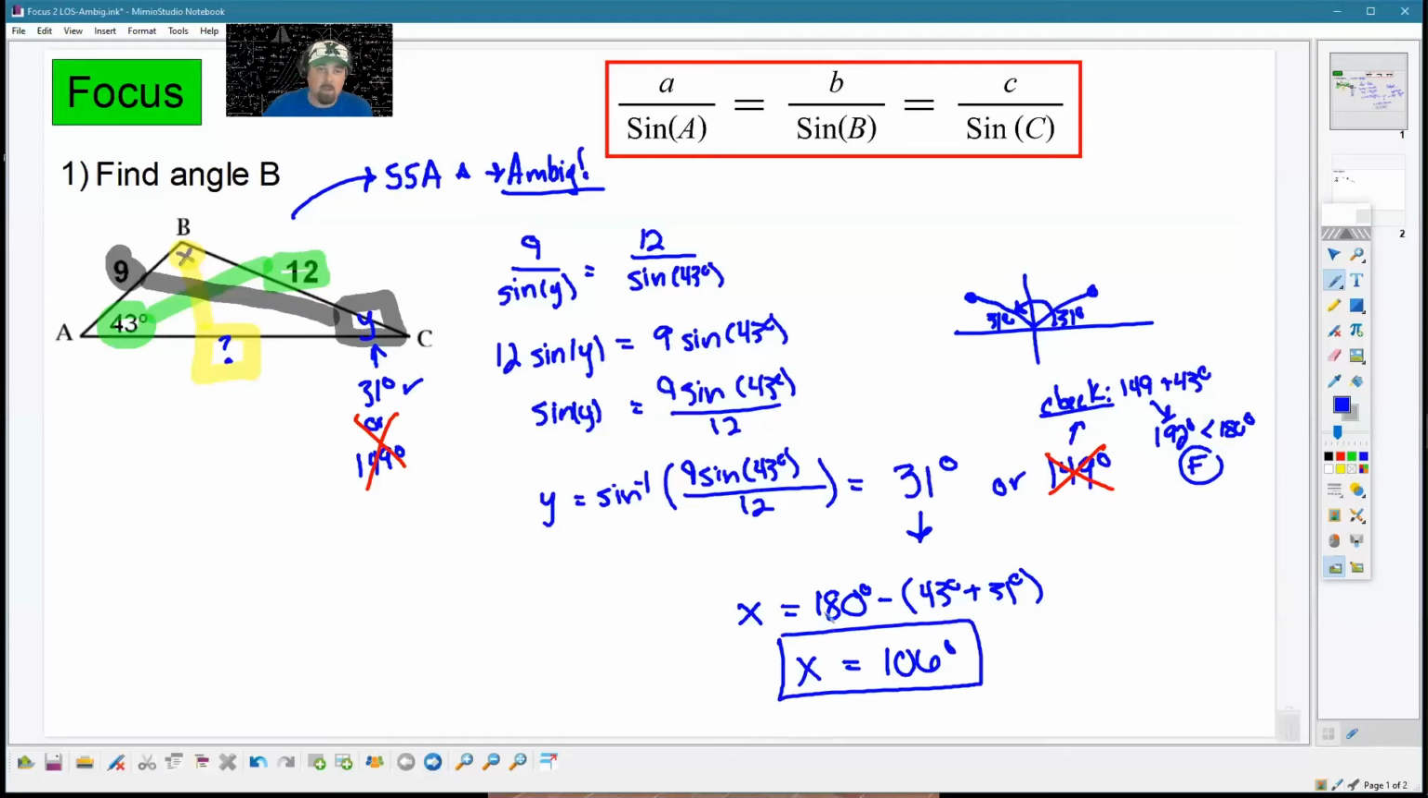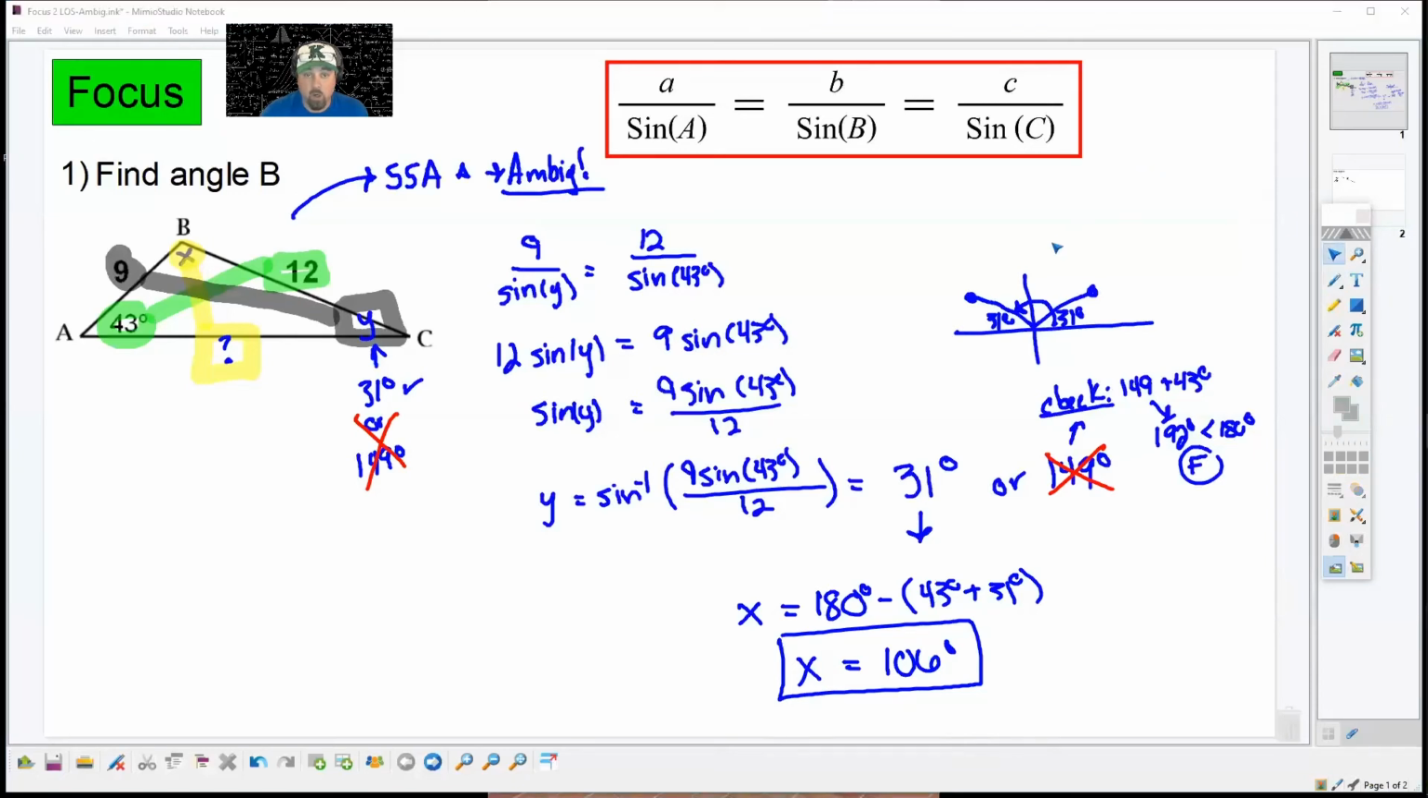So something to think about. It doesn't always have to work where you'll find that other angle when it's ambiguous. It just could, okay?